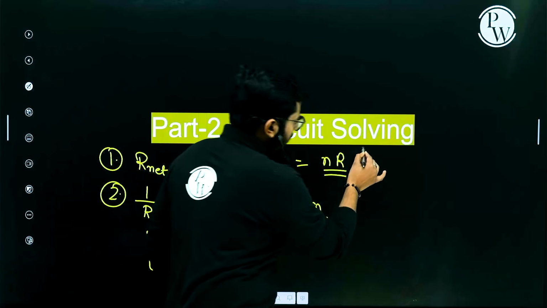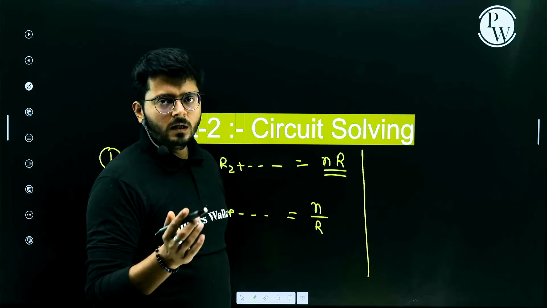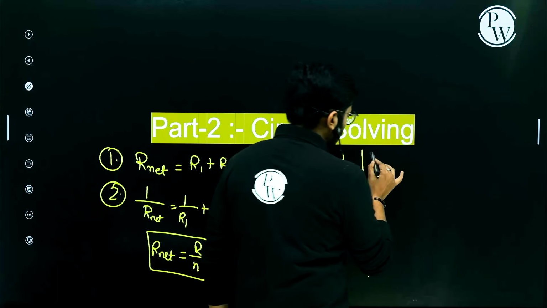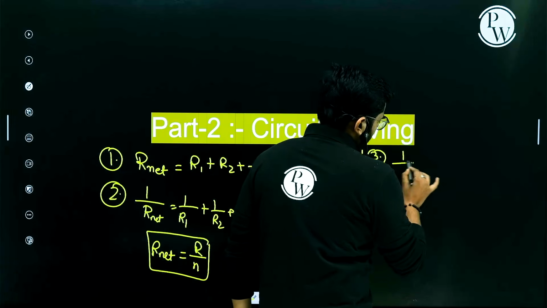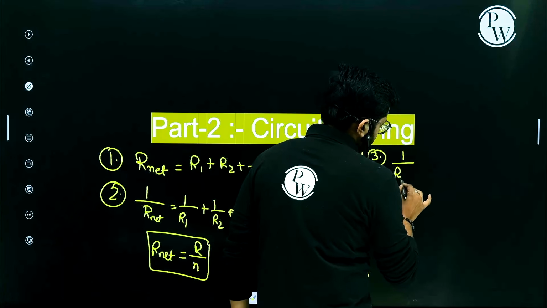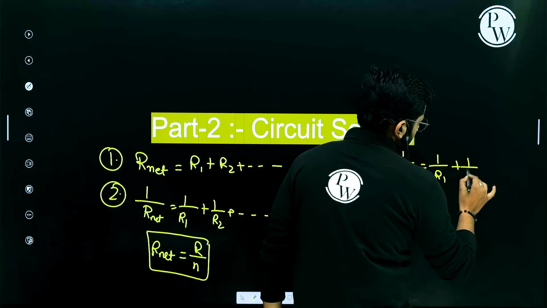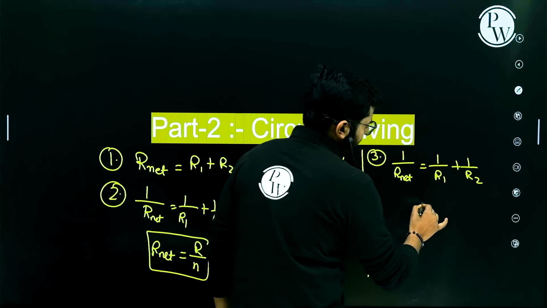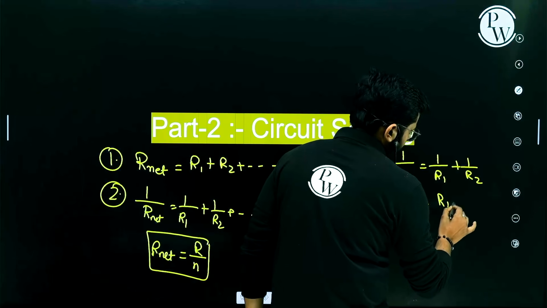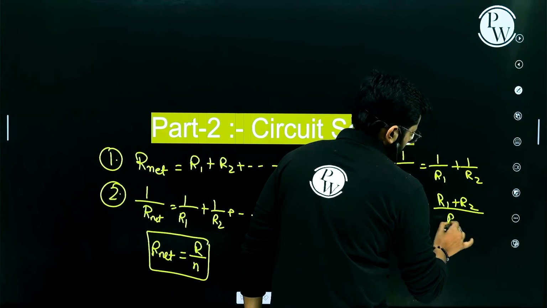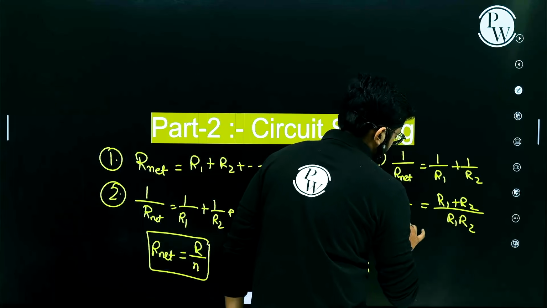Now if two resistances which are not equal are connected in parallel, you can also remember this point as well. If two resistances are not the same and they are connected in parallel, what will be the net resistance? We can say this will be that 1 upon R net resistance.